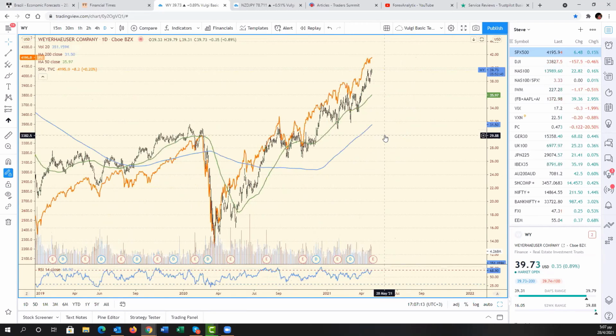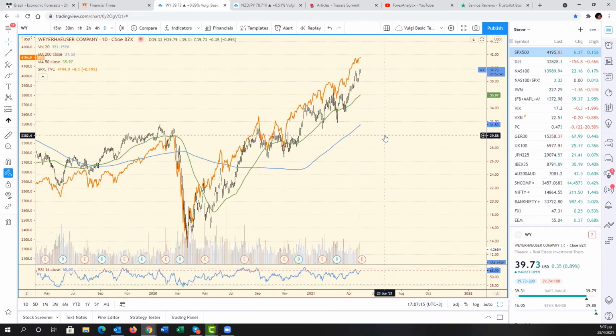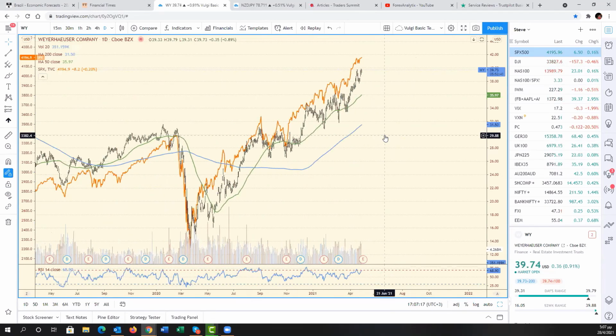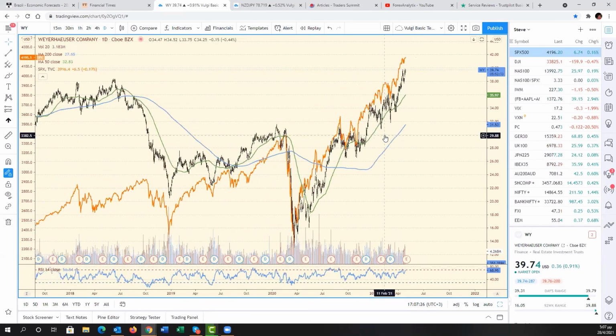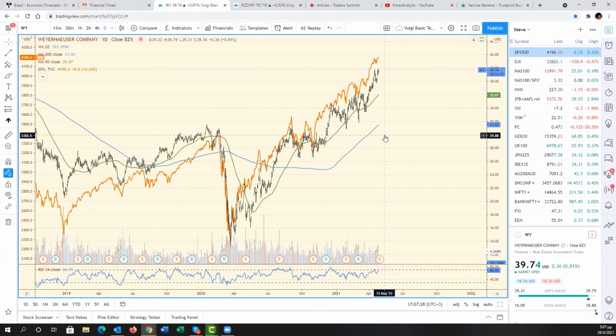So bottom line, what I'm trying to say here, I have no idea what this company does, but I can tell you that whatever it does, it seems to be following the index extremely closely. So I have nothing different to say than what I've already said about the index. Trend remains higher. We are at resistance.